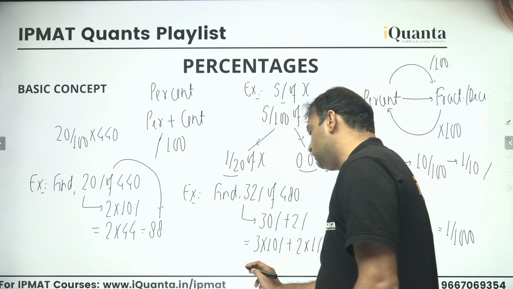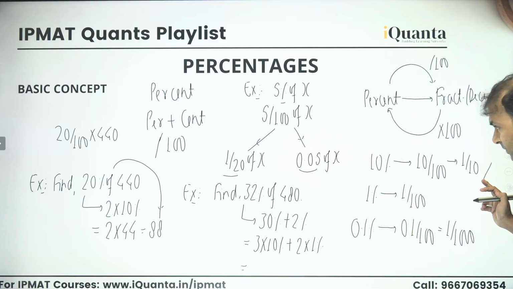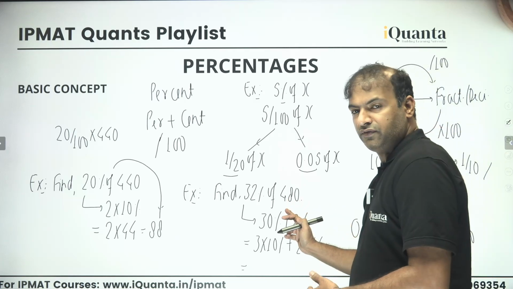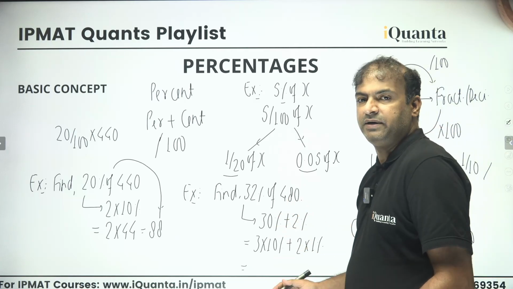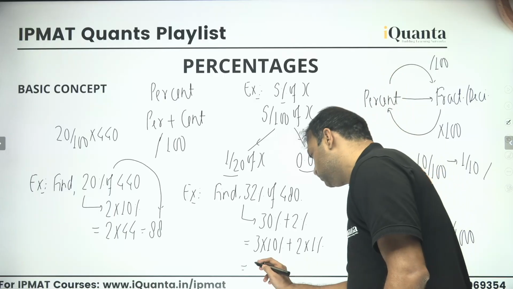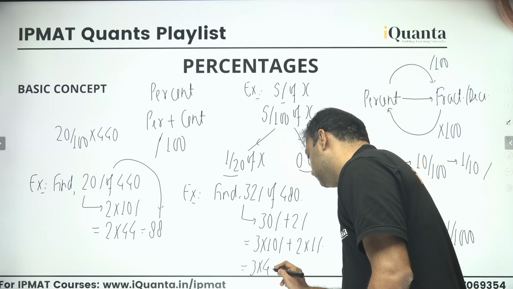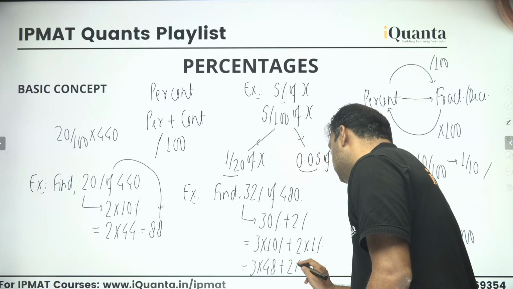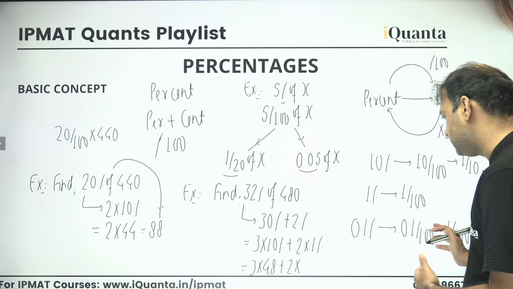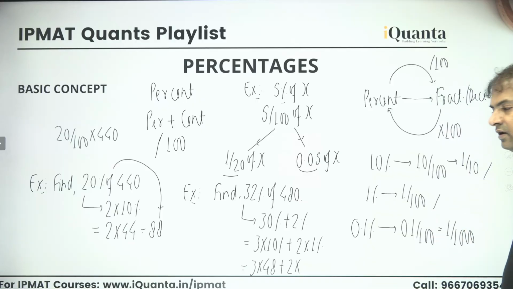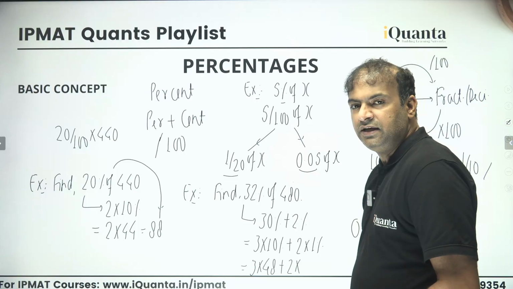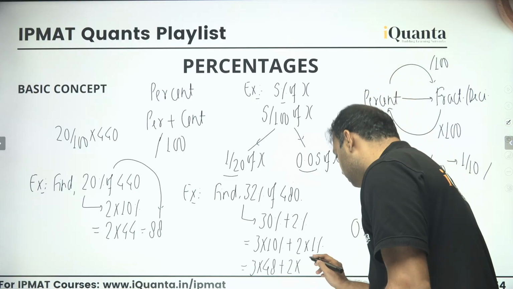Now, as we know, 10% is nothing but dividing the number by 10. So what should be 10% of 480? We have to divide 480 by 10, which will be nothing but 48. So we'll be saying this as 3 into 48. Now, finding 2 into 1%. 1%, guys, I just told you, is nothing but dividing the number by 100. So what shall be 1% of 480? Dividing 480 by 100, which makes 4.8.